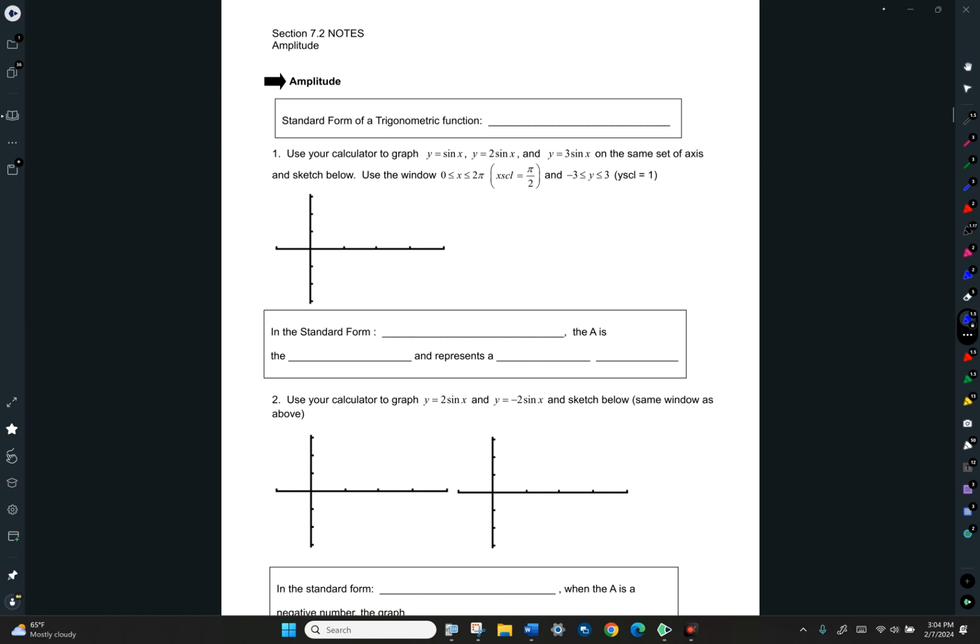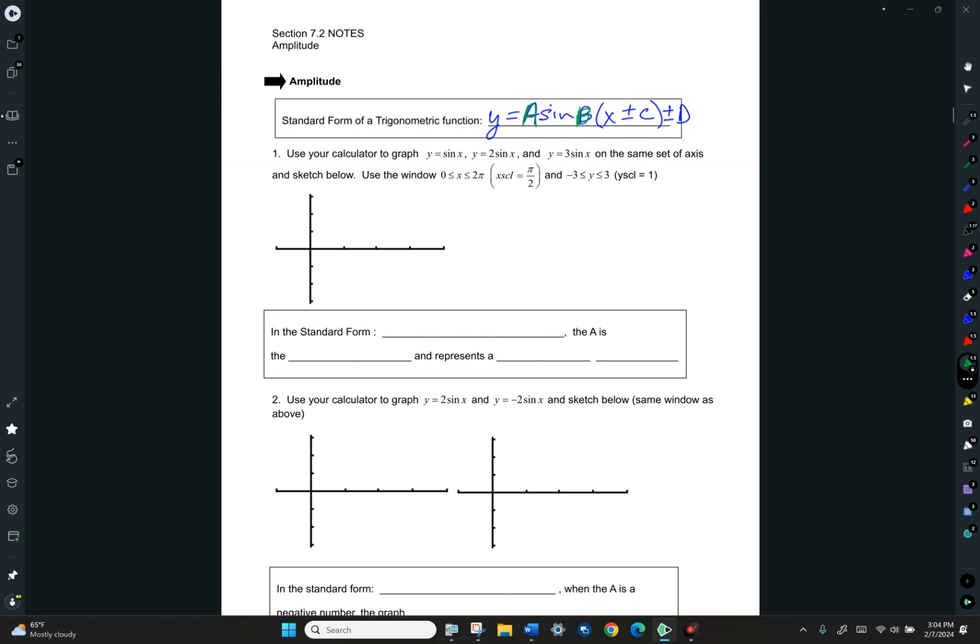Okay, so the standard form of a trig function, and when I say a trig function, I'm talking sine or cosine. The standard form would be y equals a times the sine of b, in parentheses, x plus or minus c, close parentheses, plus or minus d. I'm going to say this is the standard form, and basically those A, B, C, D numbers are the places where you can have different numbers.